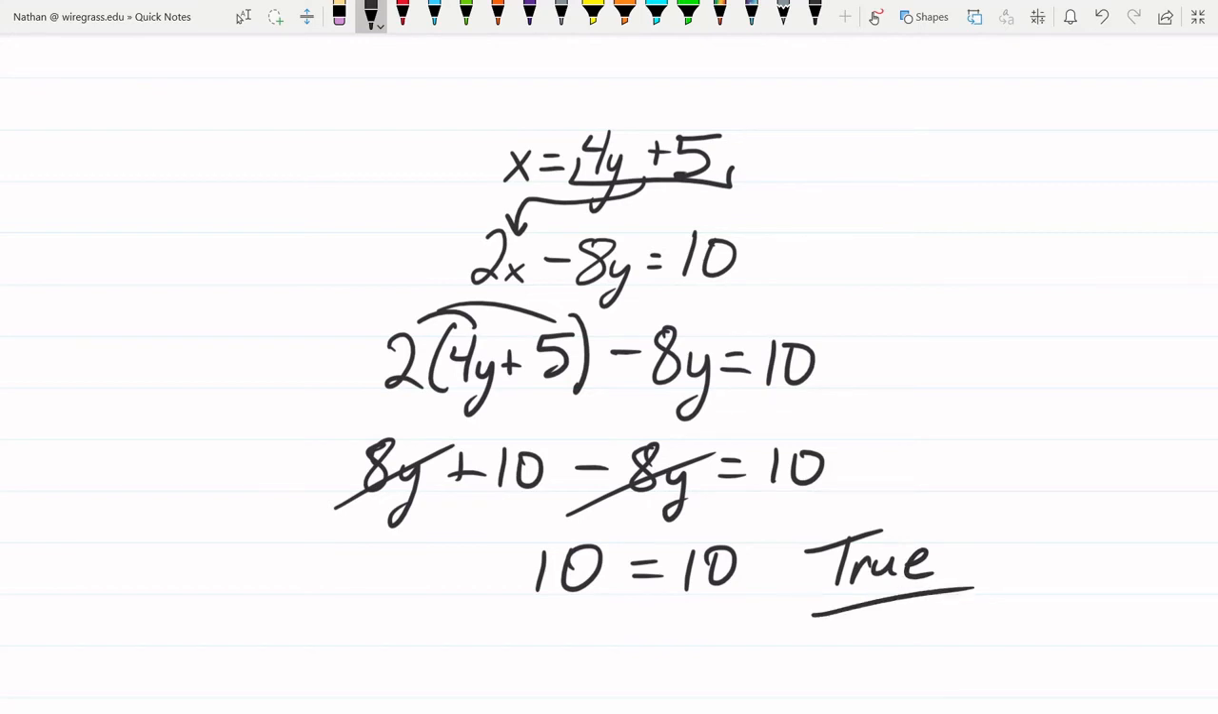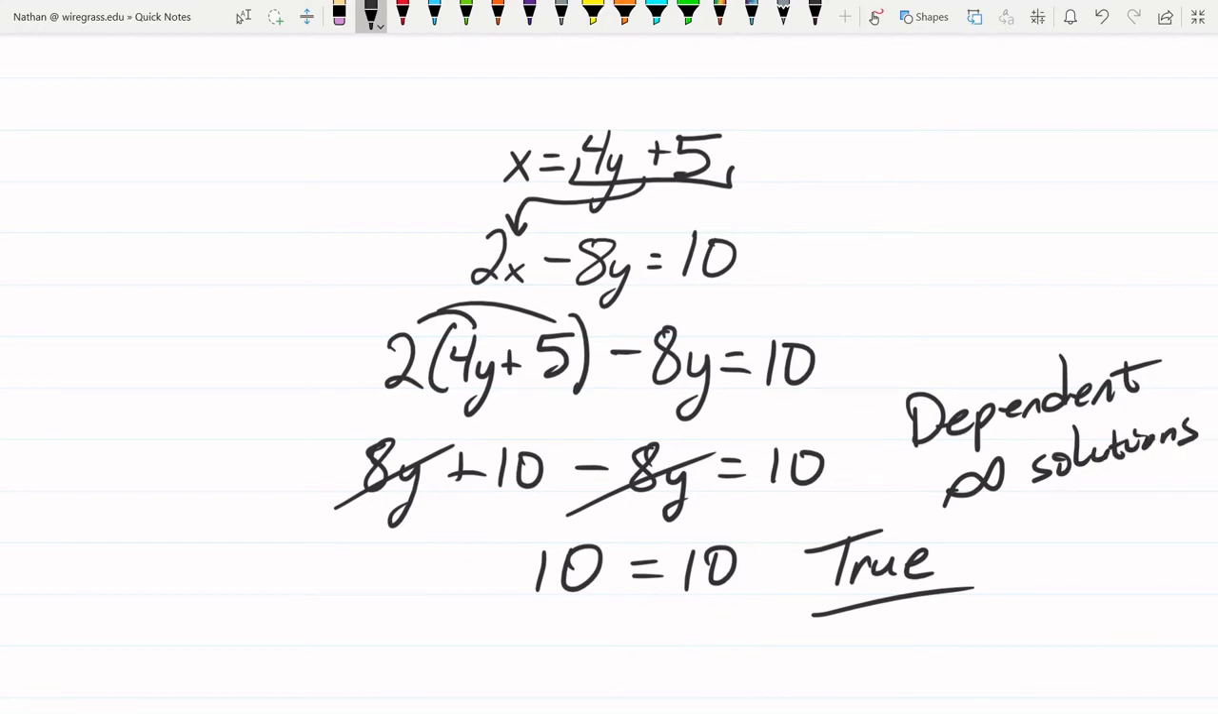And what this means is that if you plug in an x value, you can find a y value. You plug in another x value, and you can get a different y value. And you will always find true solutions, no matter what x you choose. You will always find a y that makes it true. And that means that this is a dependent system. In other words, there are infinite solutions.